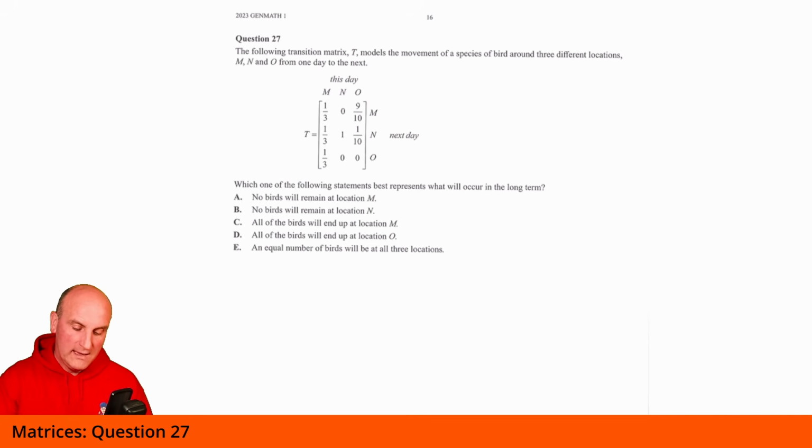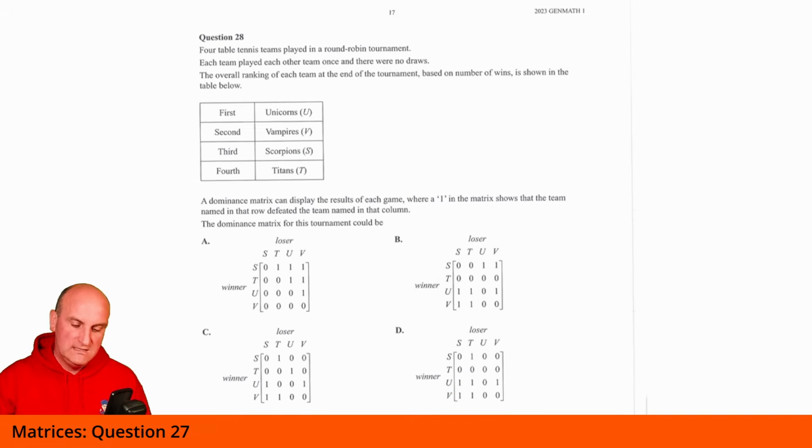No, they're all going to end up at N. All of the birds will end up at location M. Nope. All of the birds will end up at location O. Nope. An equal number of birds will be at all 3 locations. No, well, in which case it's A. And raising your transition matrix to a high power, but looking at the actual percentages, can actually make life a lot easier. And hopefully that question there was easy for you guys to do.